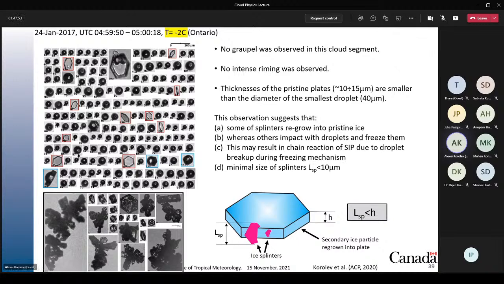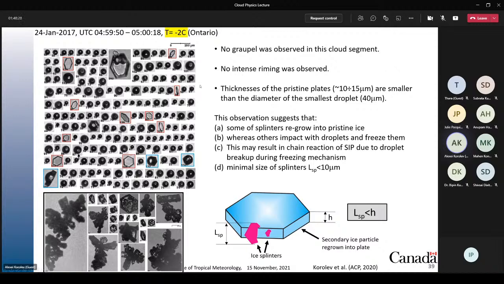temperature range. And the secondary ice has a shape of plates. It's not needles, which is anticipated in Hallett-Mossop, because it's active between minus 5 and minus 8, which is the range for needle and columnar growth. And this is a plate growth in between these big drops. And we don't see any graupel. We see rimed ice, but no graupel, and this rime is aged.